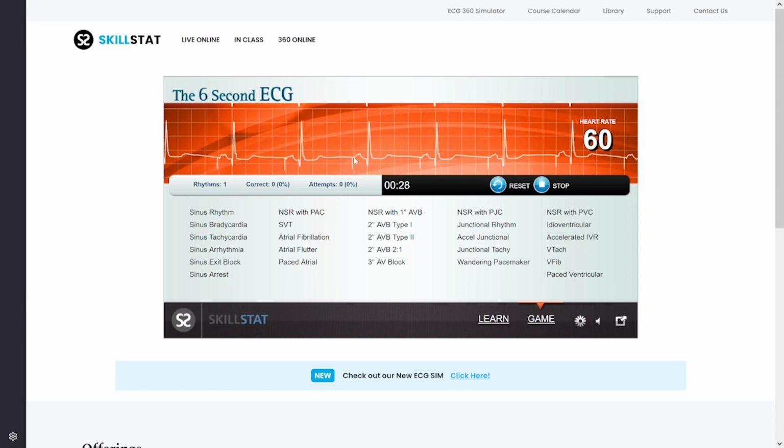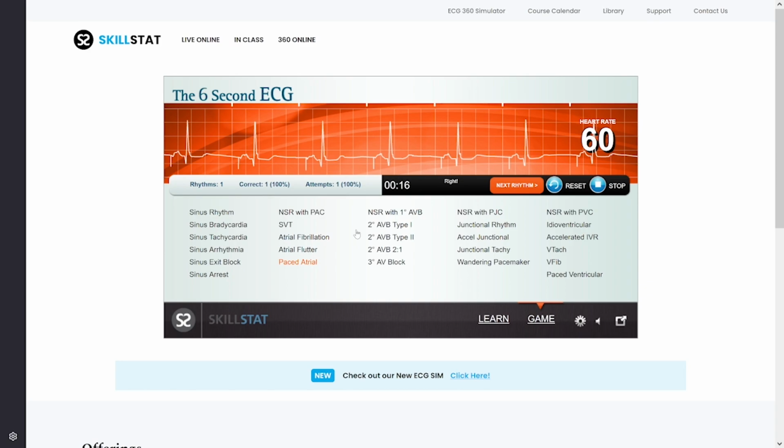But also we can see here that we have a P wave, and this pacer is actually assisting with this P wave. We see here we have an abnormal kind of T wave. We have the nice and tight QRS complexes. So I'm going to say that it's a paced atrial rhythm.